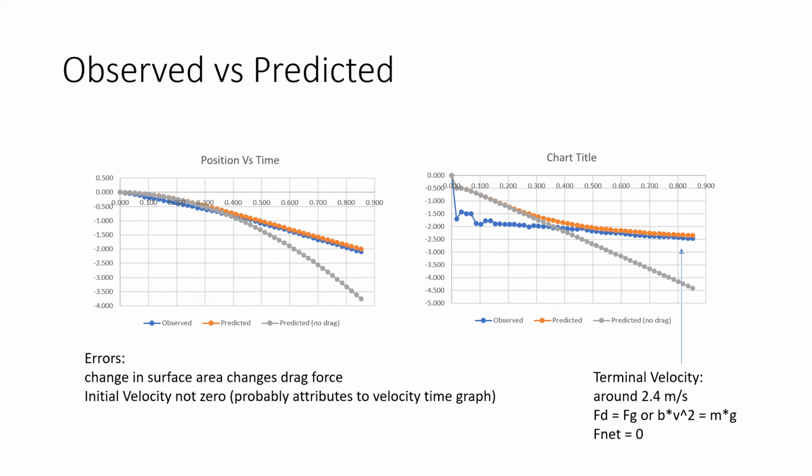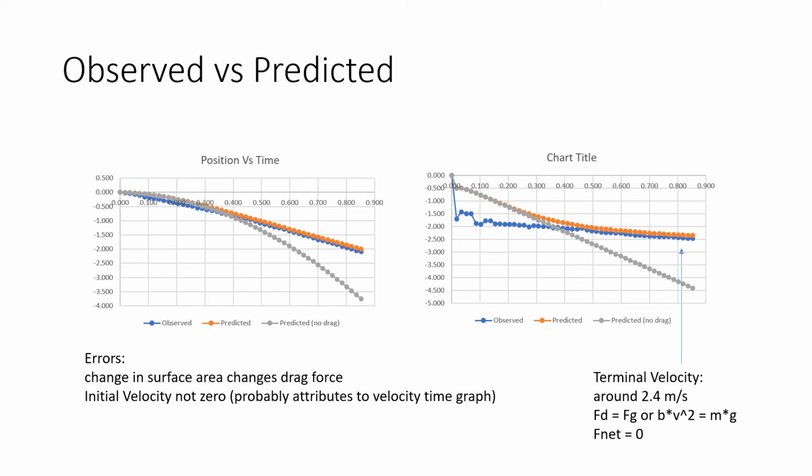The observed and predicted were very similar in the position versus time. However, in the velocity versus time, the observed force starts off at -2 meters per second, unlike the other two. But it continues the same path as the predicted one, and the predicted without drag goes in a straight line because there is no drag force to make it reach terminal velocity, which the observed reaches at around 2.4 meters per second, and the predicted at around 2.3 meters per second. And that's because the net force equals 0 and there's no more acceleration there.